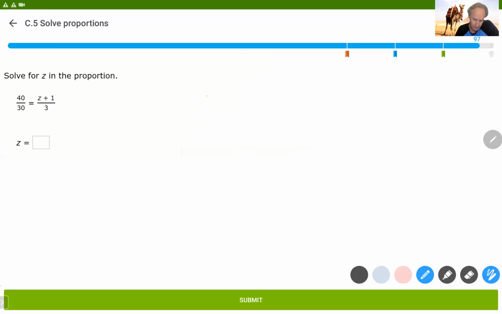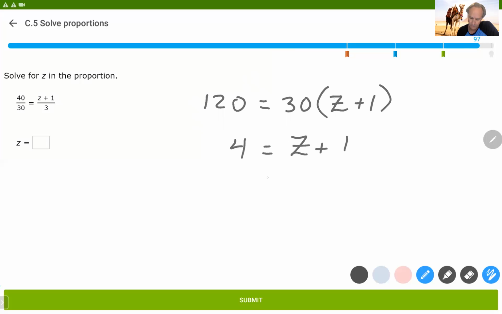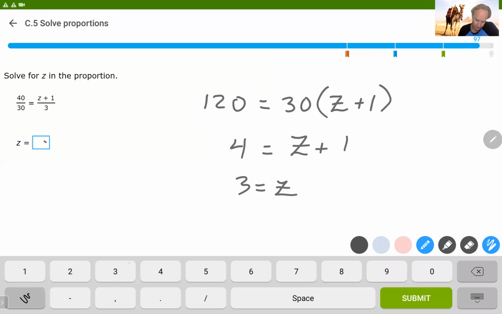And 120 equals 30 times z plus 1. Very common mistake is to forget your parentheses. Don't forget your parentheses. They do matter. Divide by 30 and we get 4 is equal to z plus 1. Subtract 1, you get z is equal to 3. And we're done.